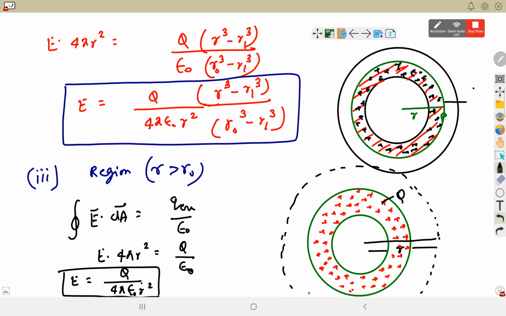So inside the innermost region, it is 0. In between them, we'll calculate the charge enclosed by that smaller sphere. And outside the outer one, the total field will be again similar to that of a point charge kept at the center. Clear? Yes. Question number 1, understood?